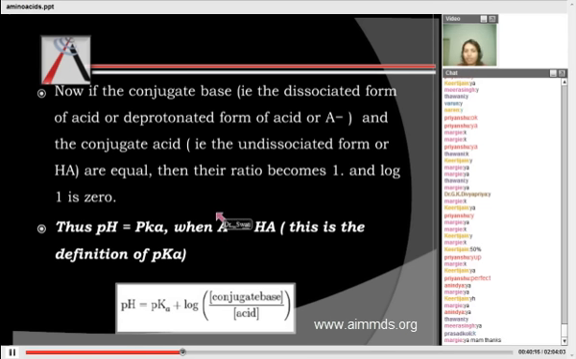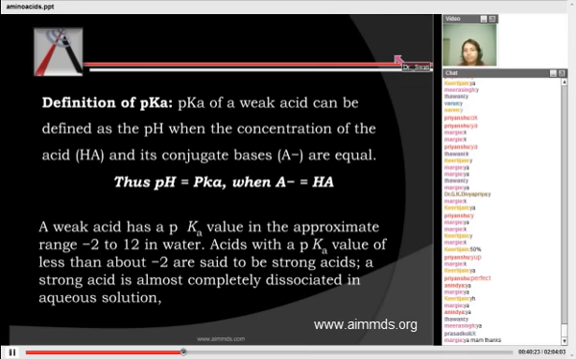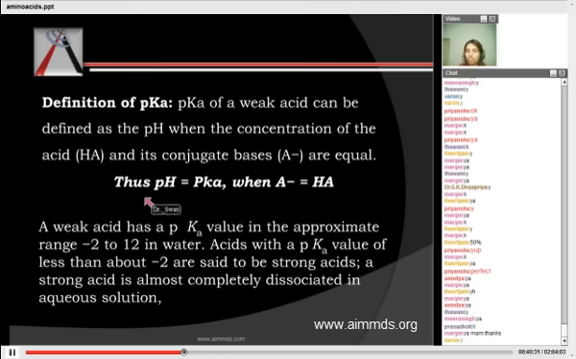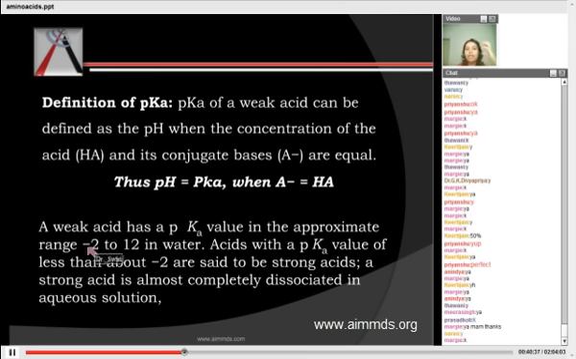pH is equal to pK when A minus, that is the conjugate base, is equal to the undissociated part, and this is the definition of pK. You don't have to mug up the definition, and if you know the definition you can derive the equation. pK of a weak acid can be defined as the pH when the concentration of acid and its conjugate base are equal. Usually a weak acid has a pKa value in the approximate range of -2 to 12 in water. A weak acid's pKa is approximately -2 to 12.